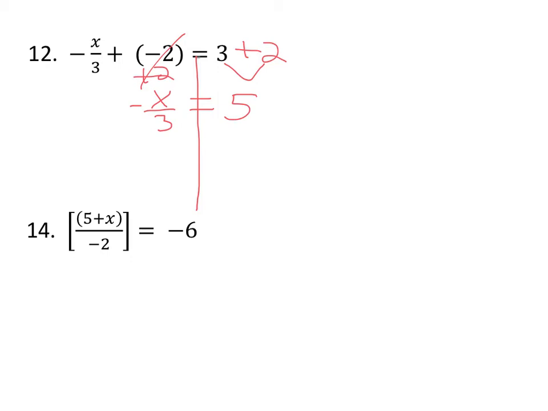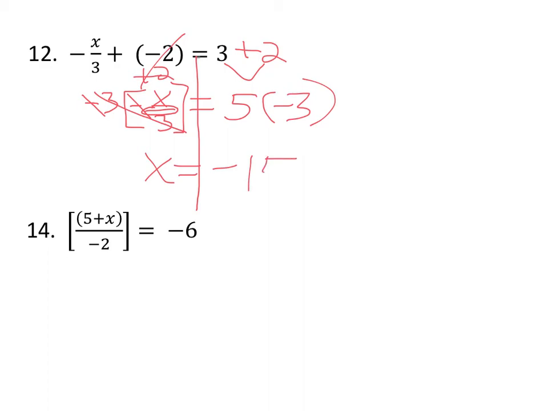And then here, since you're dividing right here, you're going to multiply to do the opposite. But you're going to leave the negative in. You're going to multiply by negative 3. Because the negatives are going to cancel out, and the 3's are going to cancel out. So you just get x by itself. So if you multiply the left side by negative 3, multiply the right side by negative 3, 5 times negative 3 is negative 15.